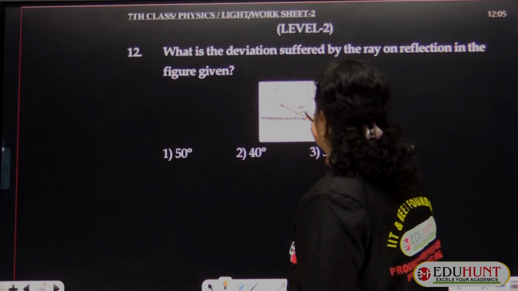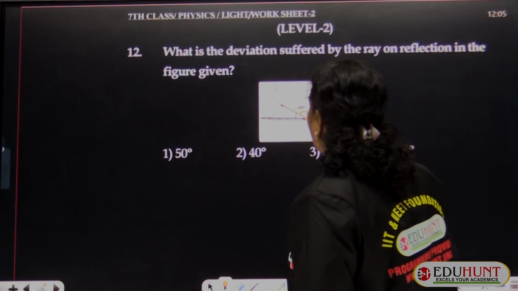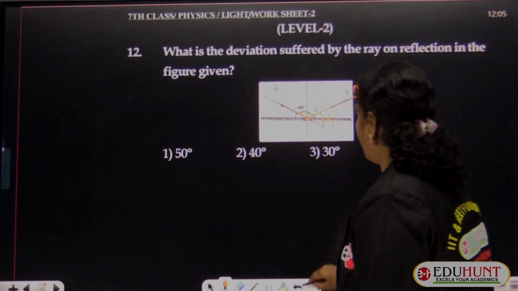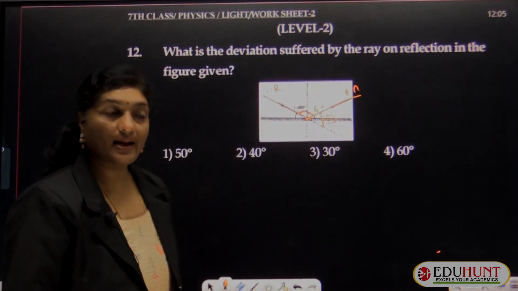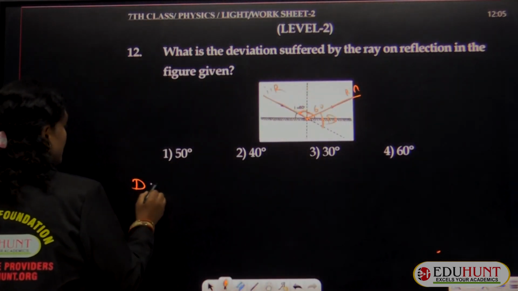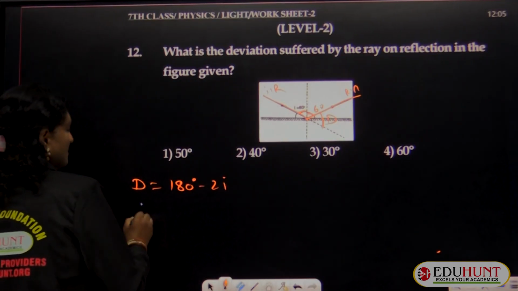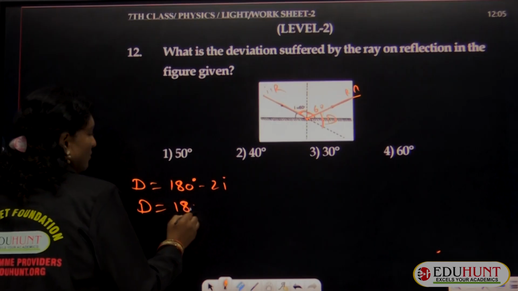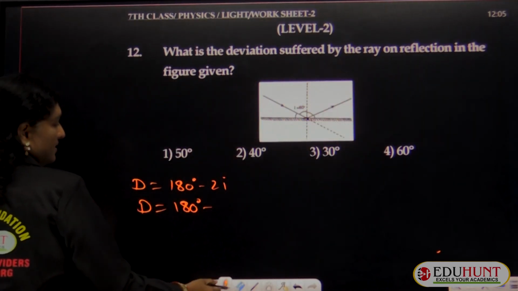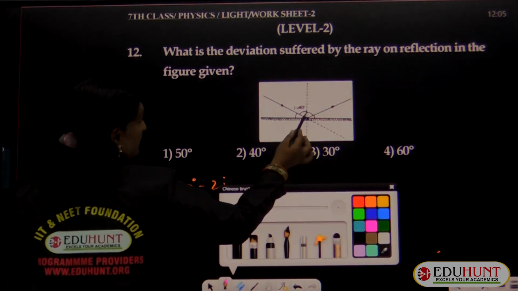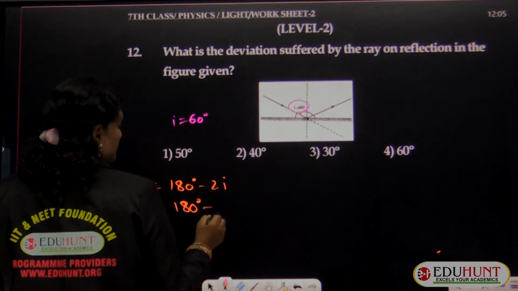If this is 60 degrees, this is also 60 degrees. But this part will be the angle of deviation, which can be written as D or delta. We know the formula for the angle of deviation: D is equal to simply 180 minus 2i. Substituting the value of i here, what is i given in the picture? Here we have i given as 60 degrees.